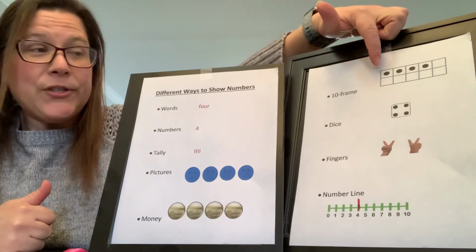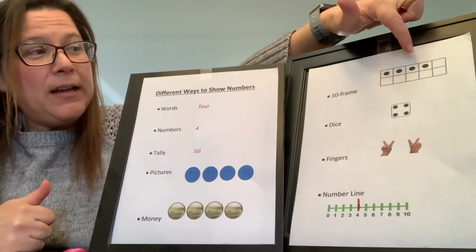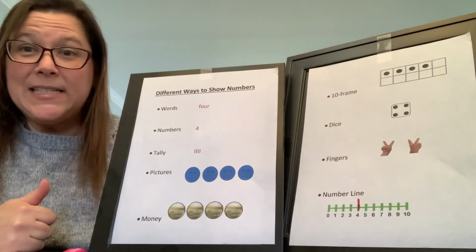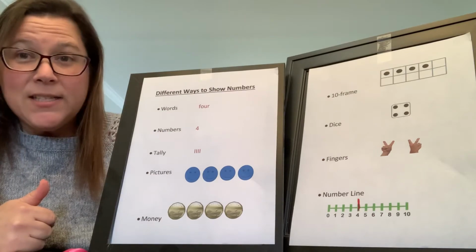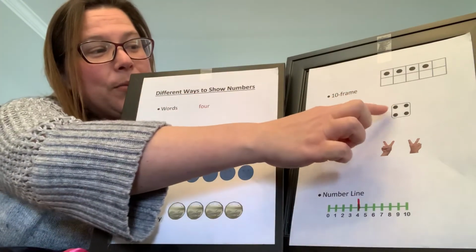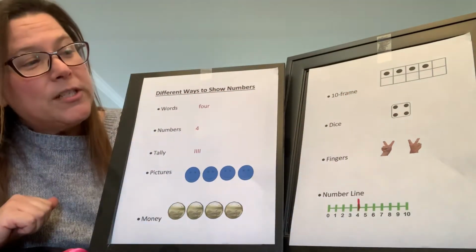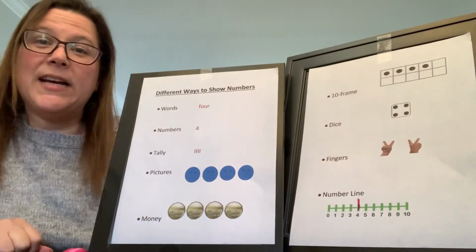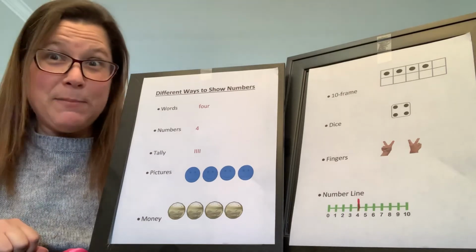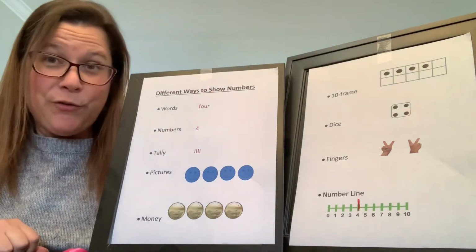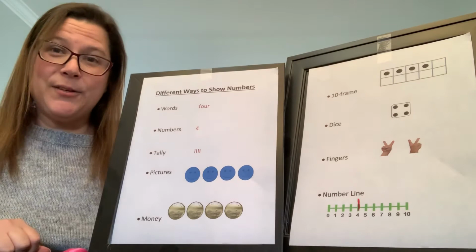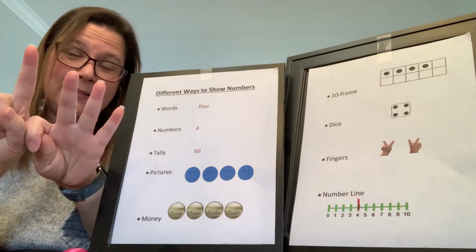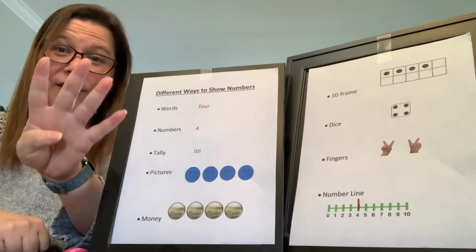So let's count the circles. 1, 2, 3, 4. So that way still means 4. On a dice. How many dots? 1, 2, 3, 4. 4 dots. Fingers. You see 2 and 2. That's 4. I'm sure some of you know there's a couple other ways that you can show 4 with your fingers. Using 3 and 1. Or one hand, 4.